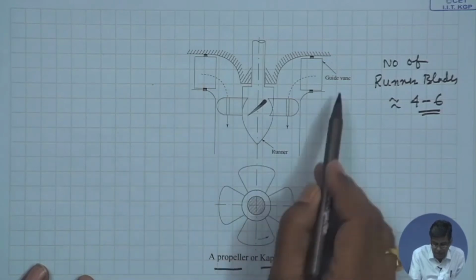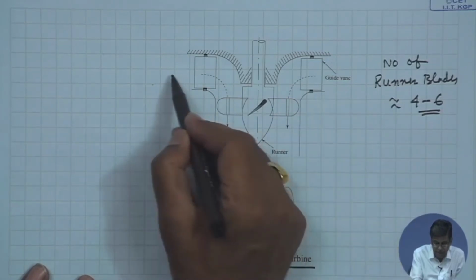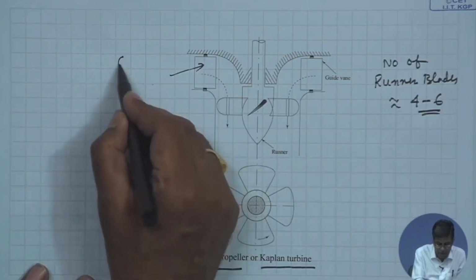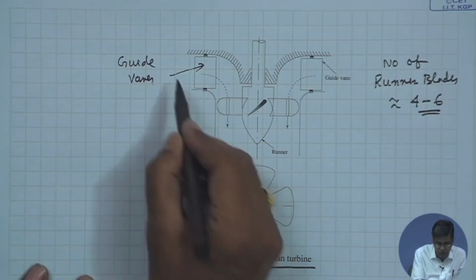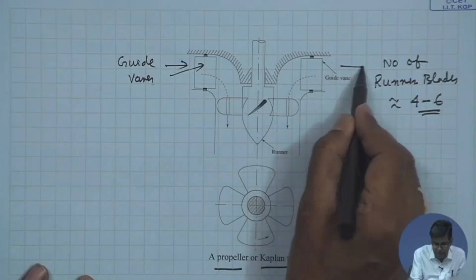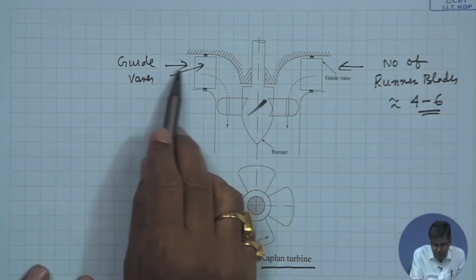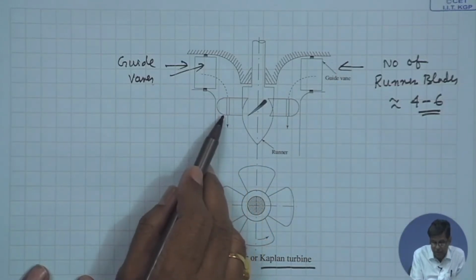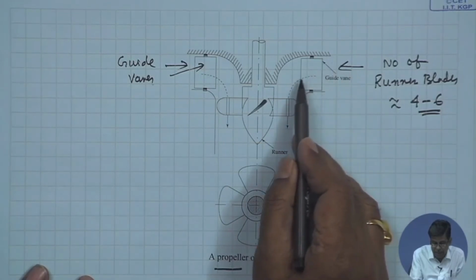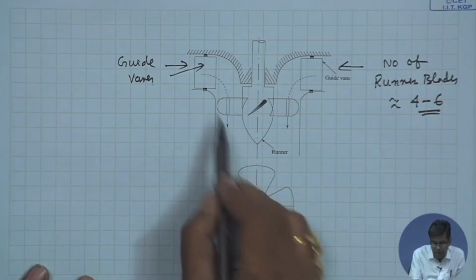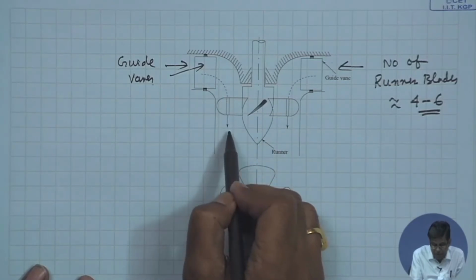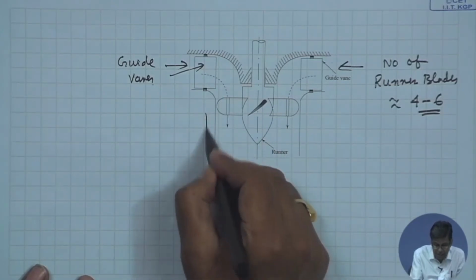Now, these are the guide vanes. This is the guide vane, which is already written here. So, flow comes like this, the inlet. The guide vane turns the flow at a right angle to this. This is turned by the guide vane and then flows through the runner blades purely in the axial direction. This is the axial direction.